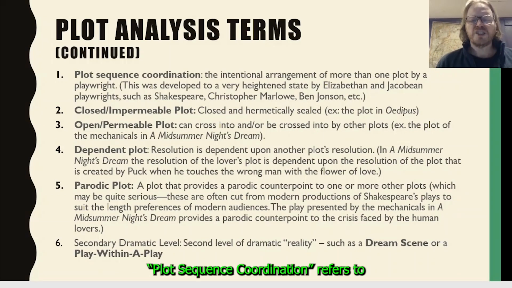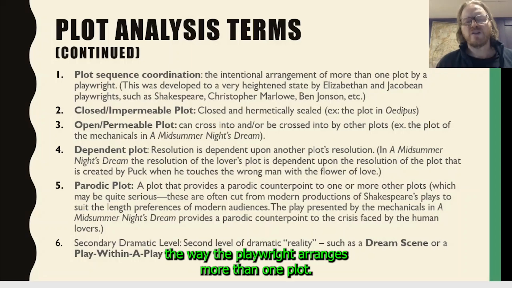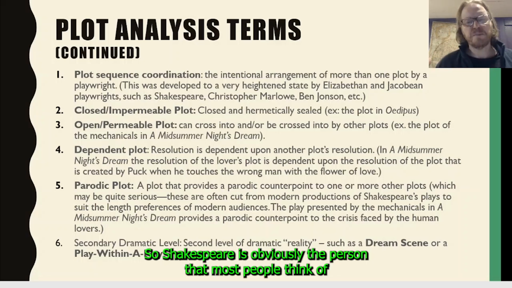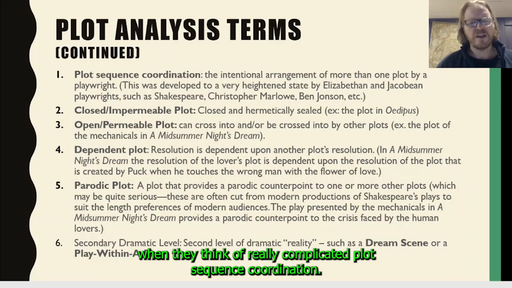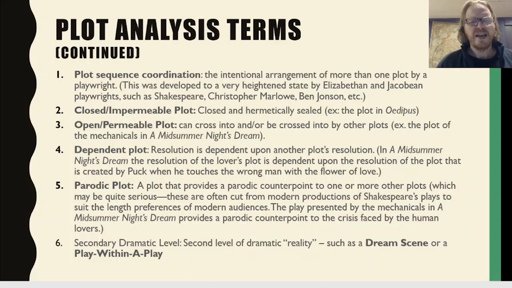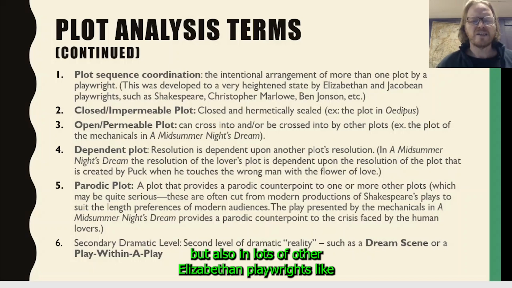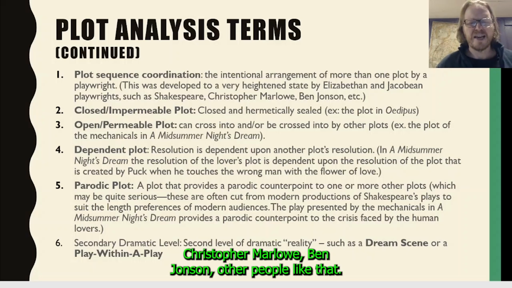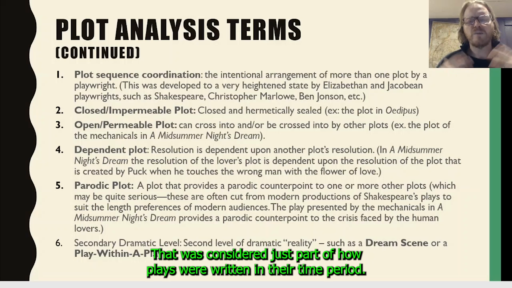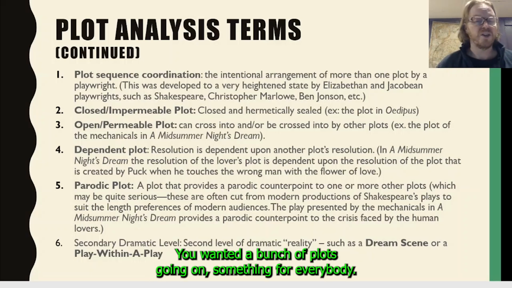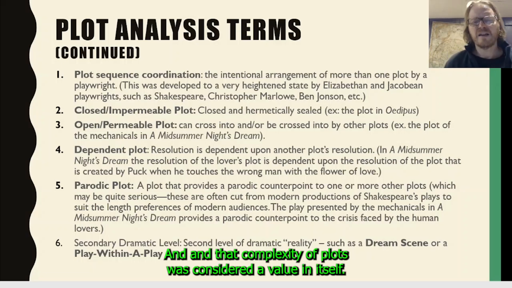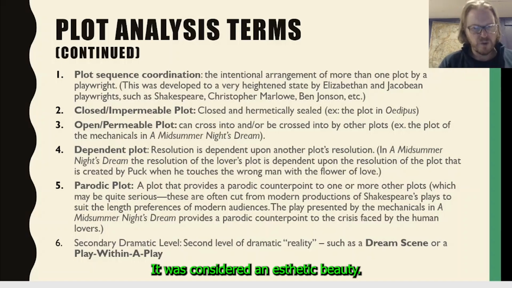Plot sequence coordination refers to the way the playwright arranges more than one plot. Shakespeare is obviously the person that most people think of when they think of really complicated plot sequence coordination. There are so many plots going on in Shakespeare, but also in lots of other Elizabethan playwrights like Christopher Marlowe, Ben Jonson, other people like that. That was considered just part of how plays were written in their time period. You wanted a bunch of plots going on, something for everybody, and that complexity of plots was considered a value in itself. It was considered an aesthetic beauty.